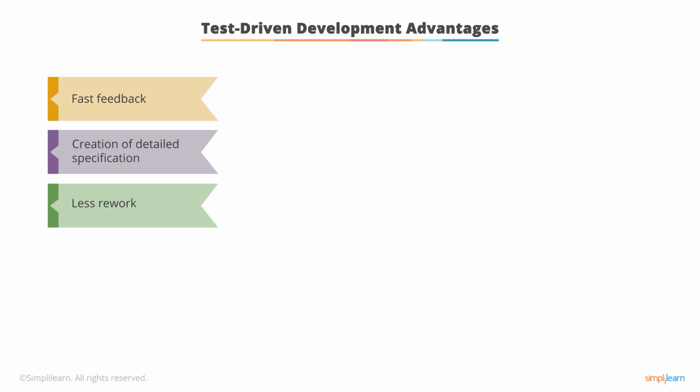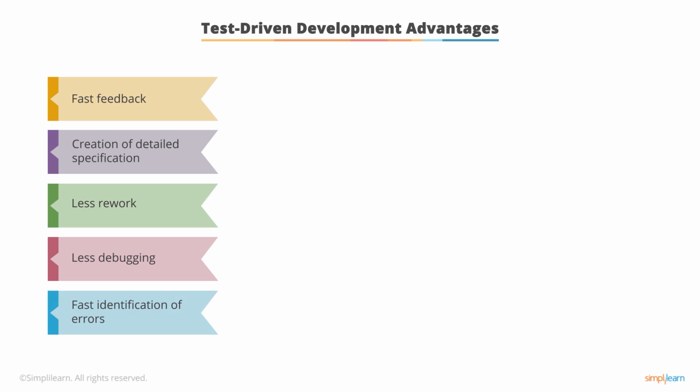Less rework. When the tests actually reflect the behavior under development, less rework is required downstream in the software development process. Less debugging. Desired behavior has already been established in the tests that need to pass. Thus, developers do most of the initial debugging in the development stage, not later on in downstream processes. Fast identification of errors. The initial tests reveal errors in code as the code is being written.